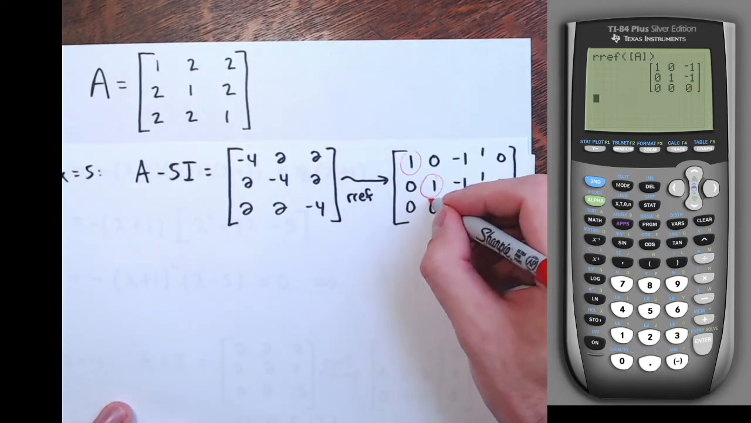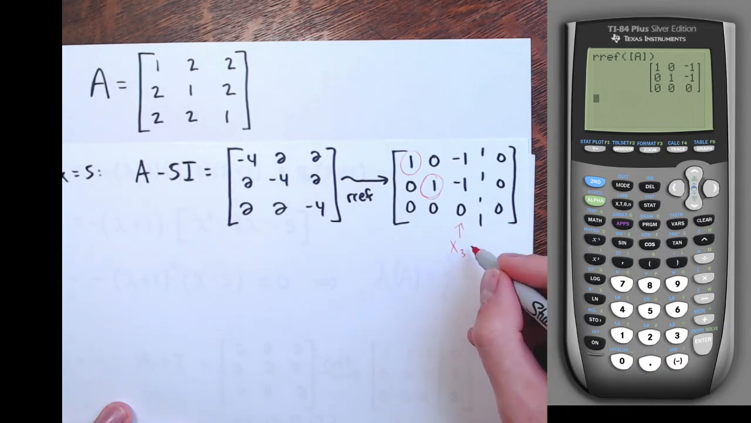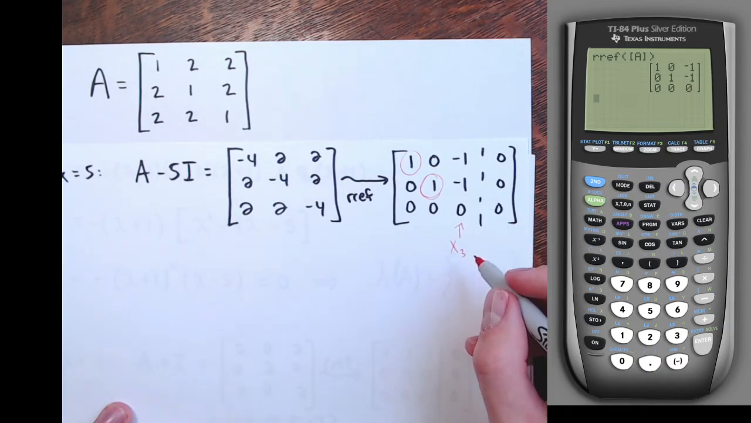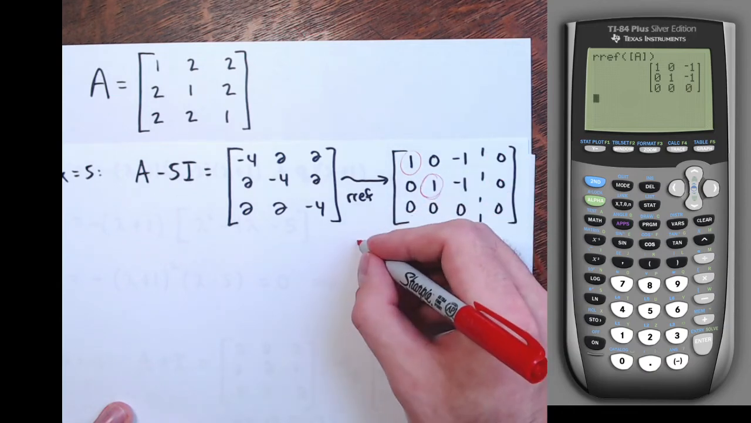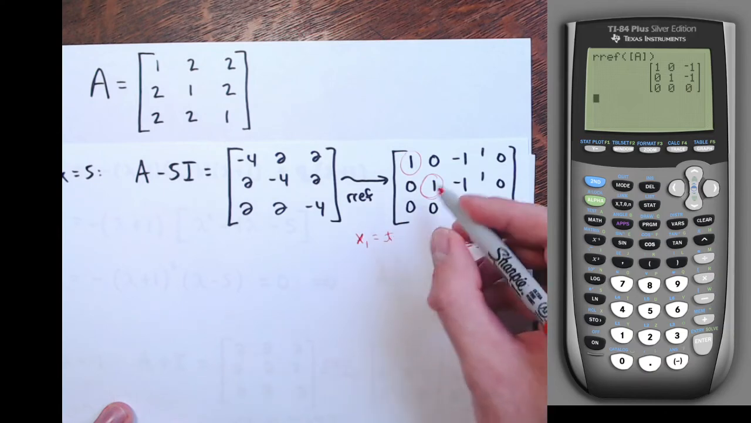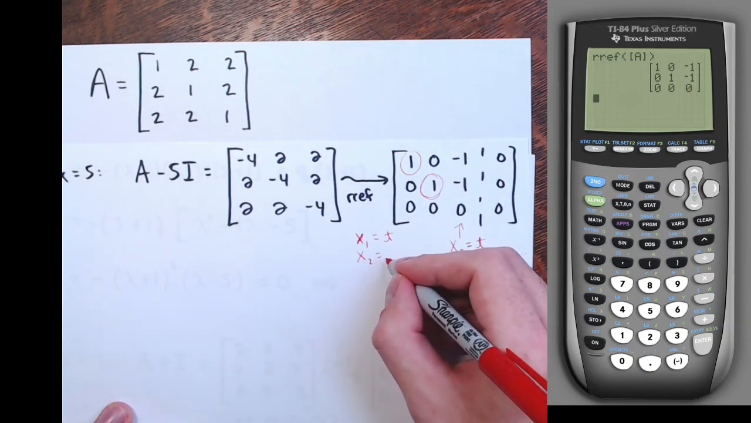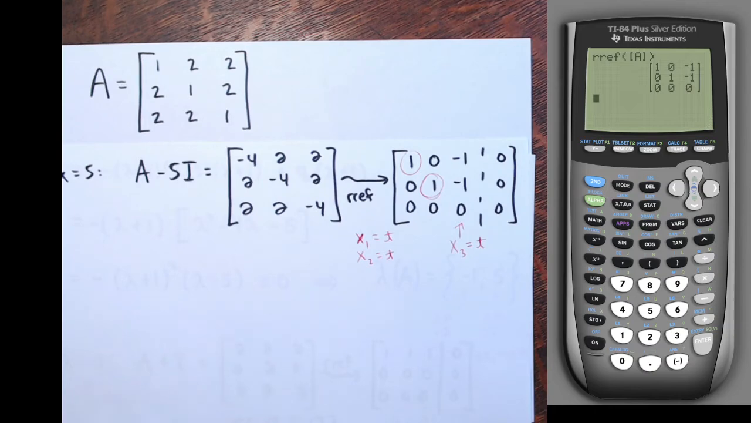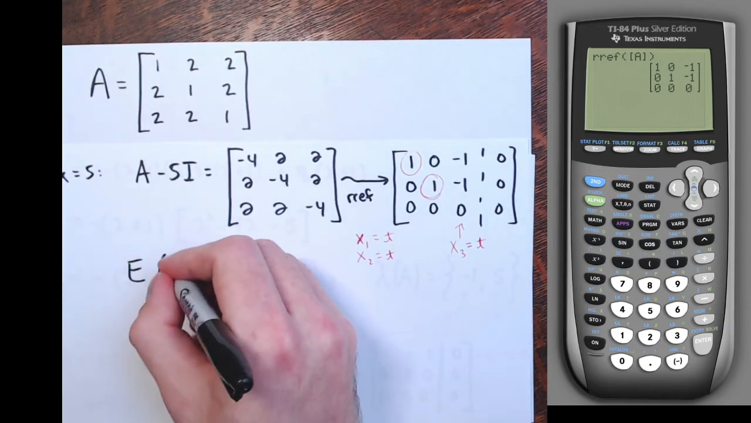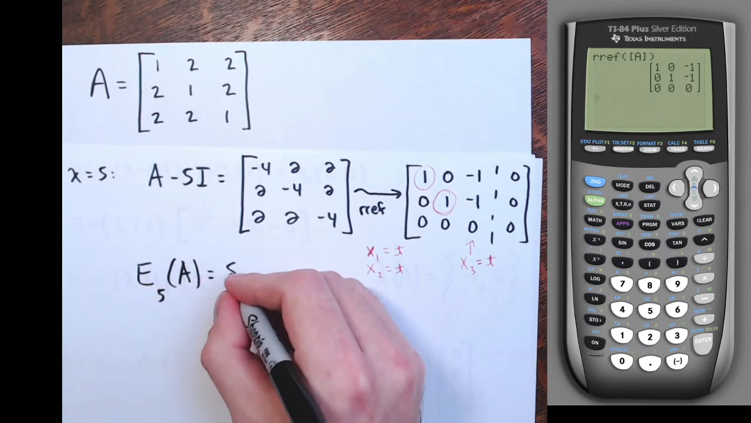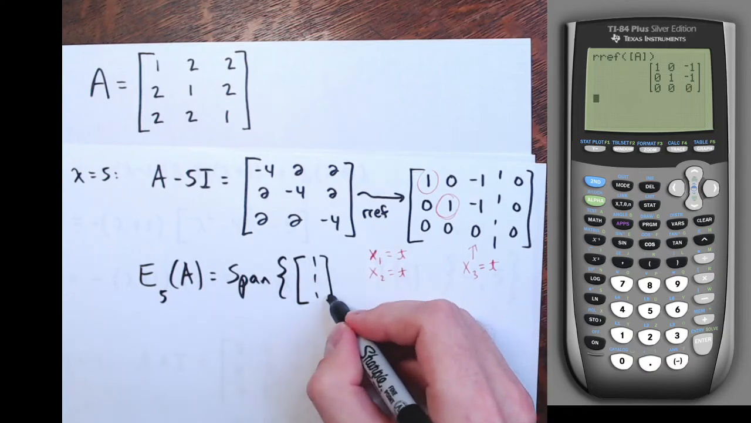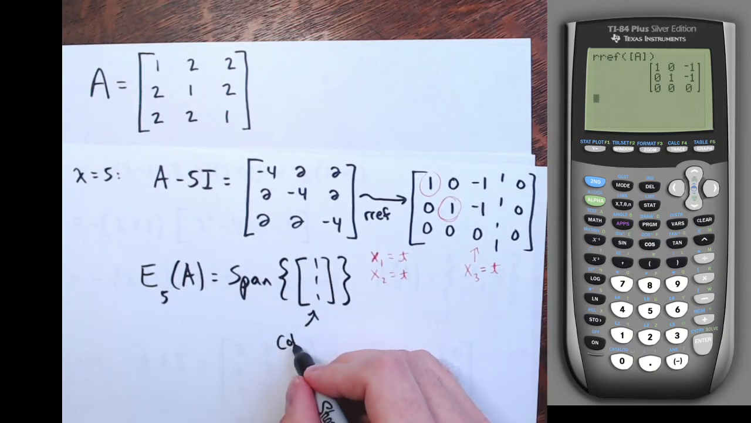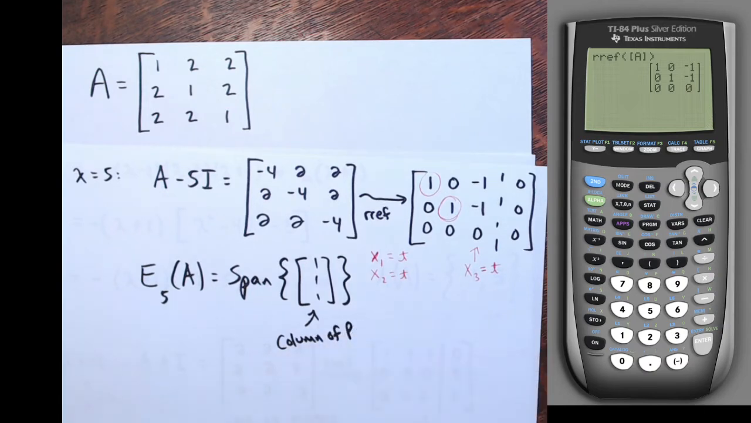x1 and x2 are basic, right? So there's only one free variable, and there should be, right? The algebraic multiplicity was 1, so the geometric multiplicity should be 1. So again, I'll call this t, and then from the first line we're getting x1 must be t as well, and same thing from the second line. x2 must also be t. So the eigenspace of A corresponding to lambda equals 5 is the span of the set with the vector 1, 1, 1. And I'll make this the third column. There's another column of P, this other independent eigenvector.